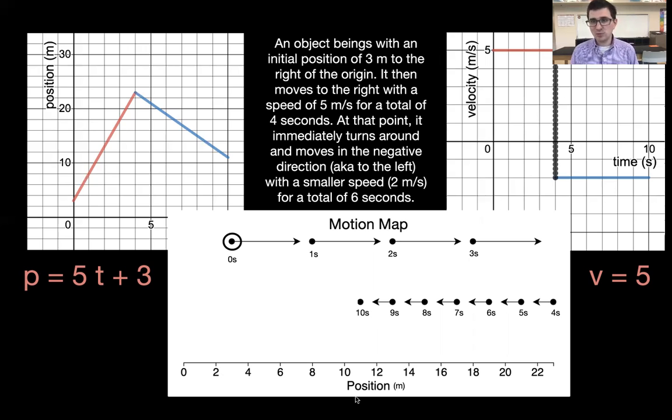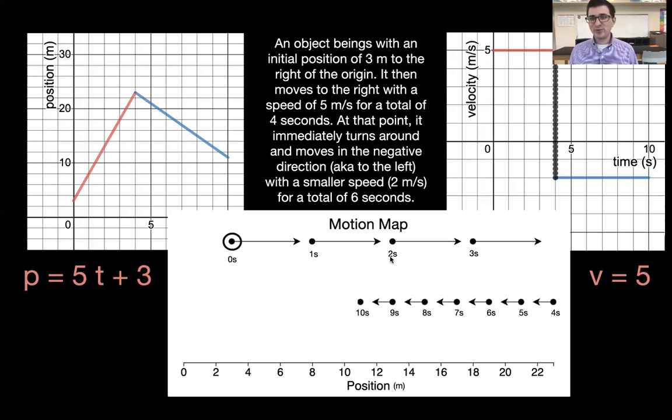And in order to interpret motion maps, my biggest recommendation to you is going to be to go ahead and label every point: 0 seconds, 1 second, 2 seconds, 3 seconds, and on from there, because that really helps you to remember that each of these dots represent the position, 13 meters, at a clock reading, 2 seconds.